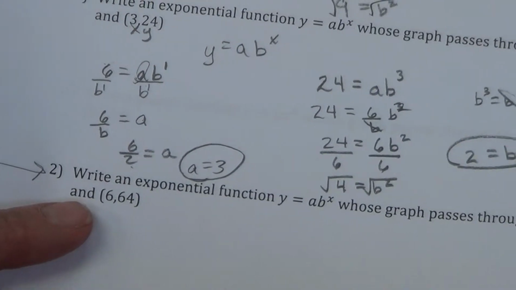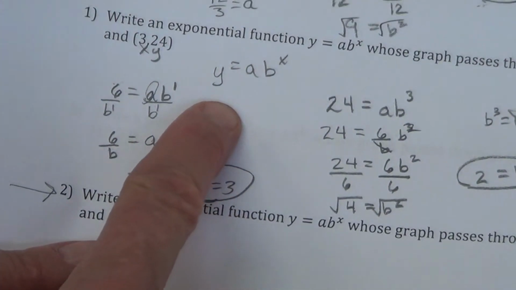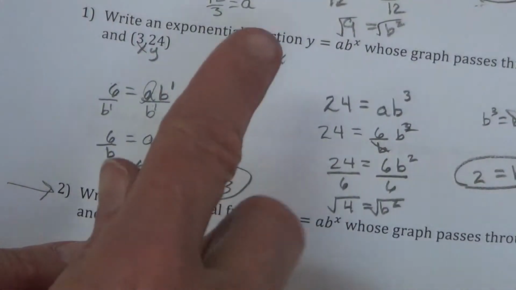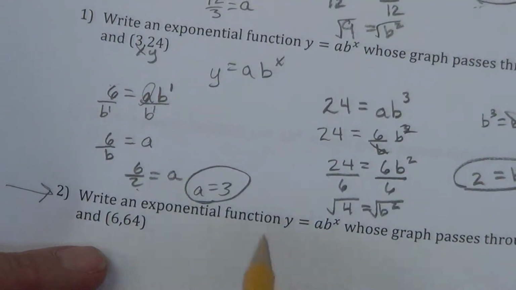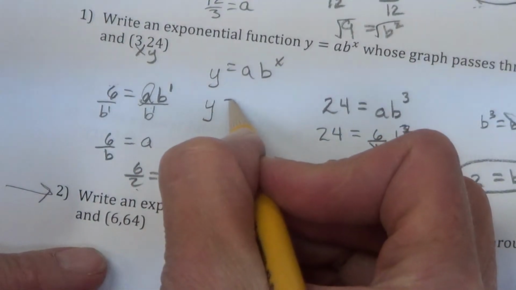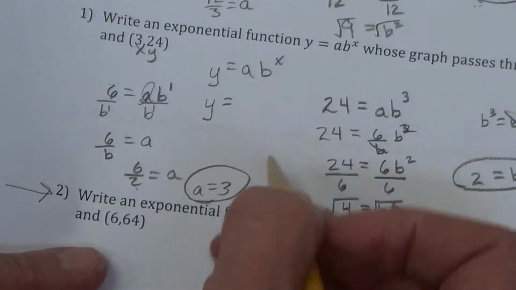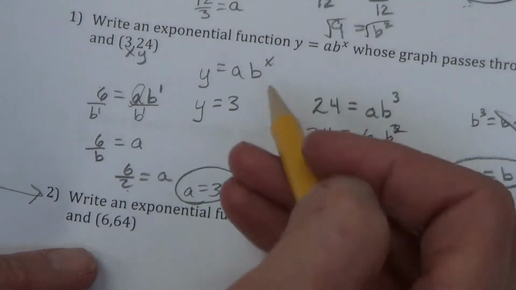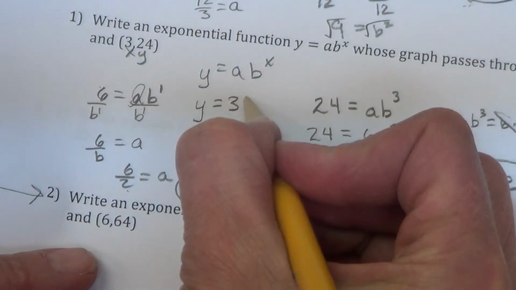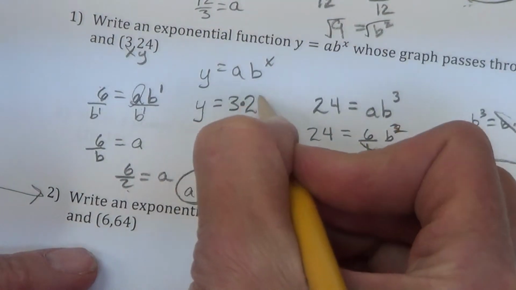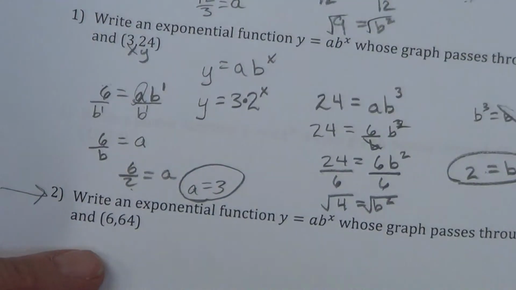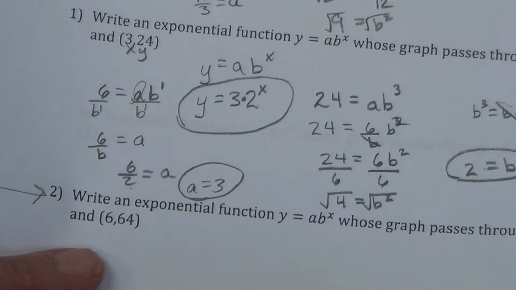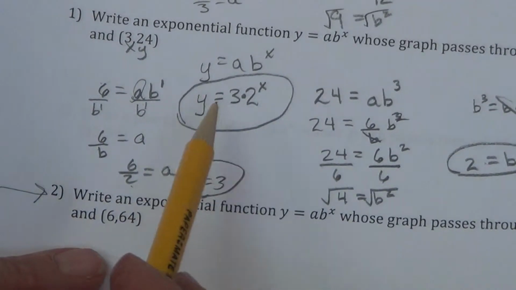Now we rewrite our exponential equation without the x and y values because we want to be able to plug in any points for x and find our y. So we simply write y equals, a is 3, b is 2, and there's your exponential function. Okay, we could graph it. We already know it's stretched by 3.